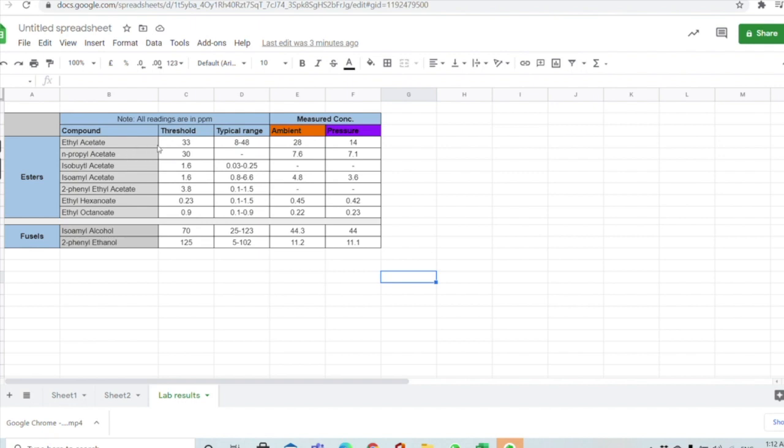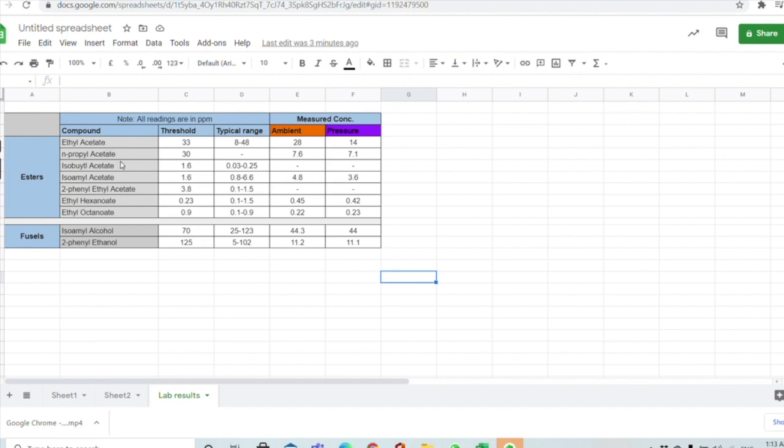The first one is ethyl acetate. As you can see, the threshold is usually about 33 ppm and it's found in a range of 8 to 48 ppm. In our ambient fermentation, we found that ethyl acetate was present at a concentration of 28 ppm, which is still lower than the threshold, so not that much of a problem. But in pressure fermentation, that was reduced to exactly half of the quantity produced in ambient, which is a considerable advantage if you are trying to minimize the production of this solvent-like tasting ester.